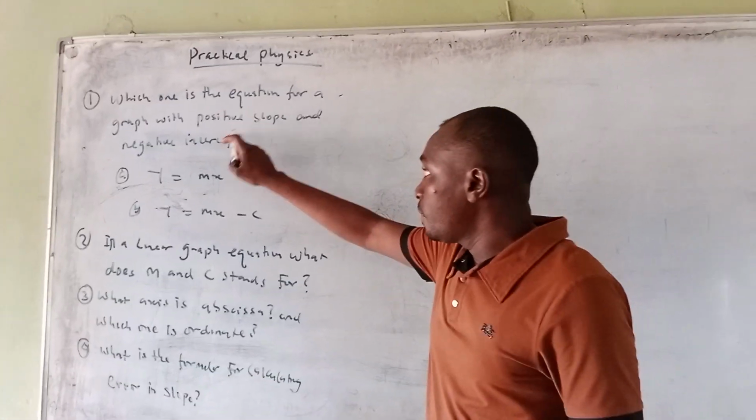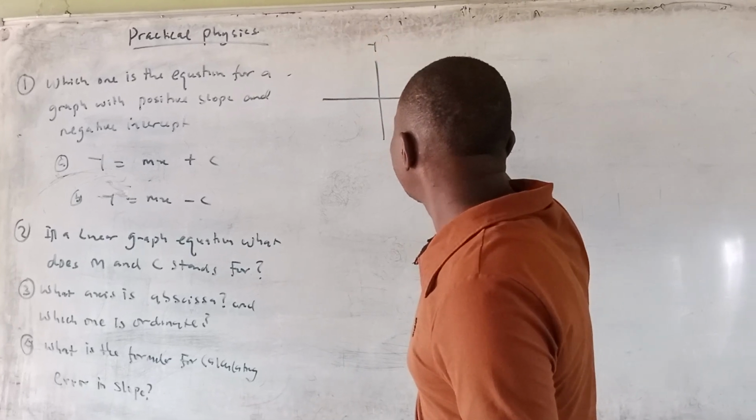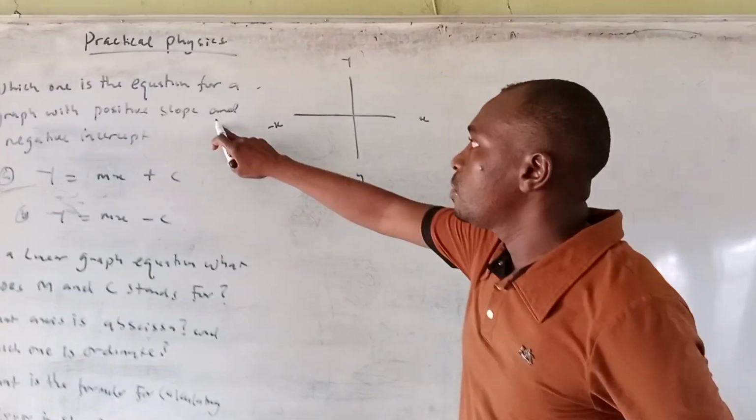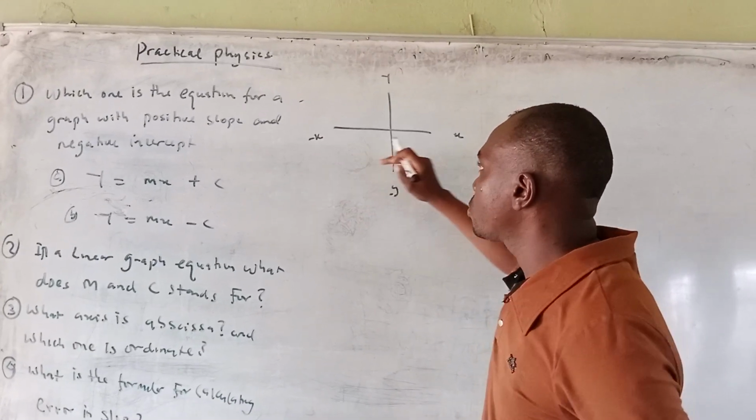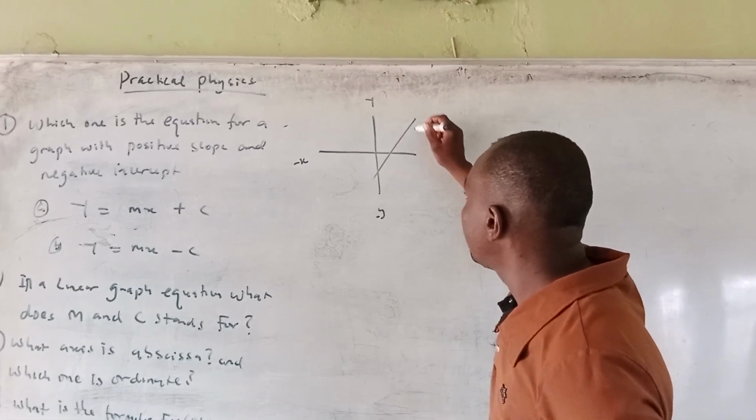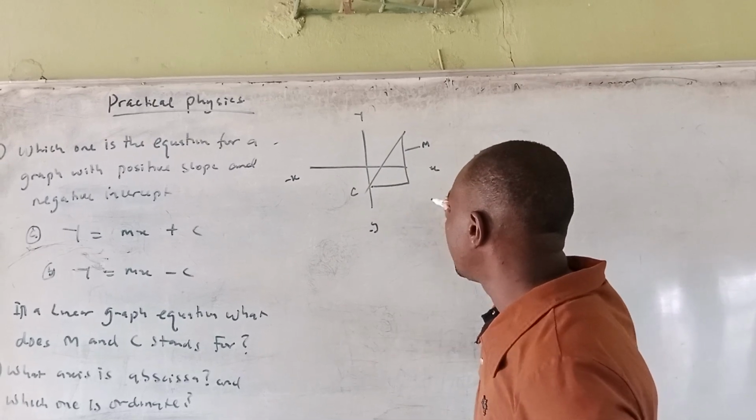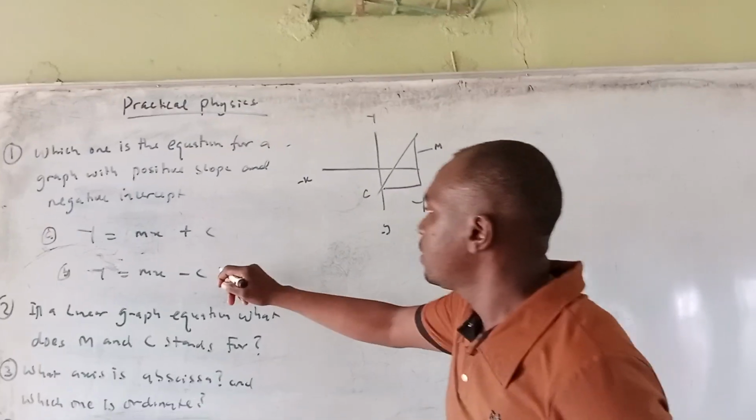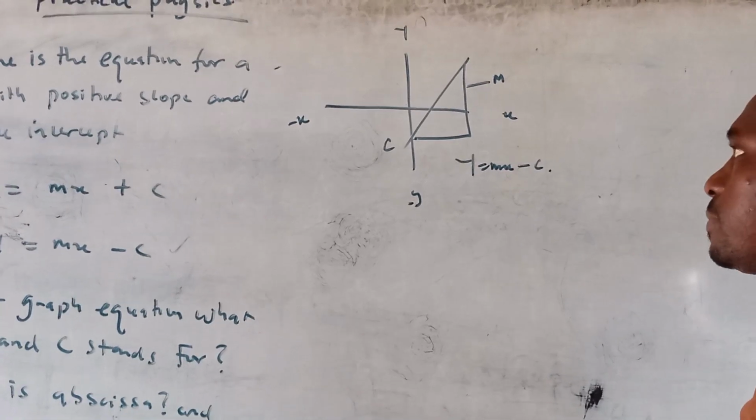If you have a positive slope and a negative intercept, why can't you draw your graph sheet? This is your y-axis, this is your x-axis, x negative and y negative. For the slope to be positive, the graph must be rising. And for the intercept to be negative, it must cut across the y-axis at the lower side. So your sketch will be like this. This is a positive slope, this is a negative intercept. And you have an equation of y is equal to mx minus c. So this one, B, is the answer for a positive slope and a negative intercept.